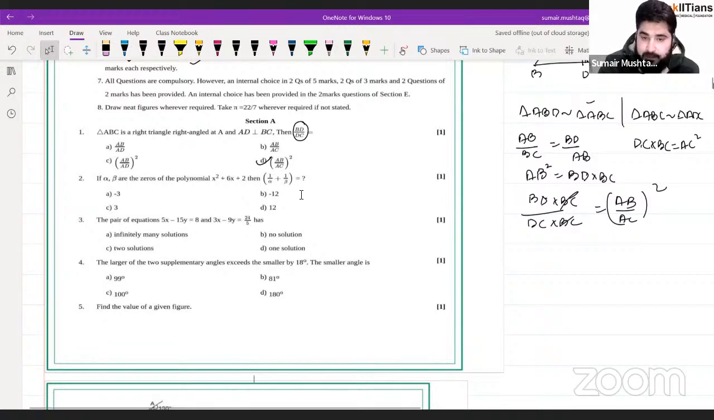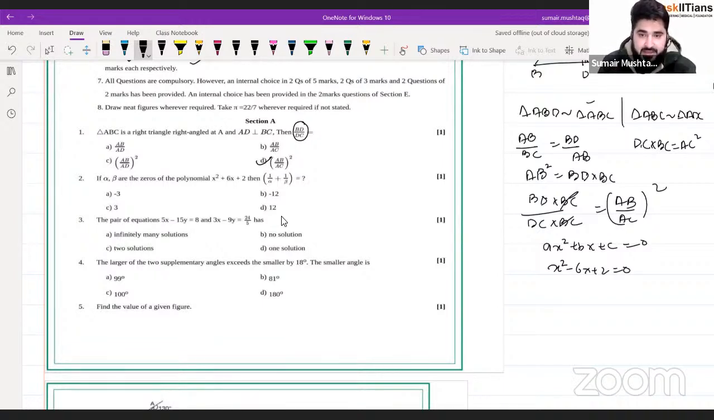Now listen, let's go for the second question. I will show you a simple shortcut for the second question. If you have any quadratic equation, ax square plus bx plus c is equal to 0, and you have to find the equation with roots 1 by alpha, 1 by beta. You have an equation x square minus 6x plus 2 is equal to 0. This is a simple shortcut for you people. You can apply this for the MCQs.